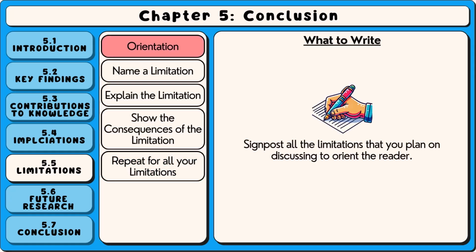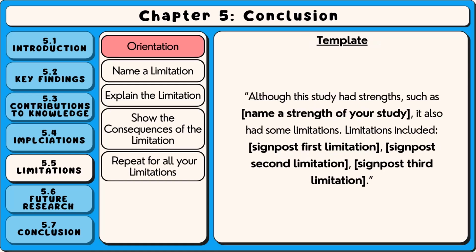Starting with the orientation, signpost all of the limitations that you plan on discussing to orient the reader to the section, remembering that signposting is a very important step in academic writing whenever you lead into a new section of your thesis. So here's a template. Although this study has strengths such as, and name a strength of your study, it also had some limitations. Limitations included first limitation, second limitation, third limitation, and so on.